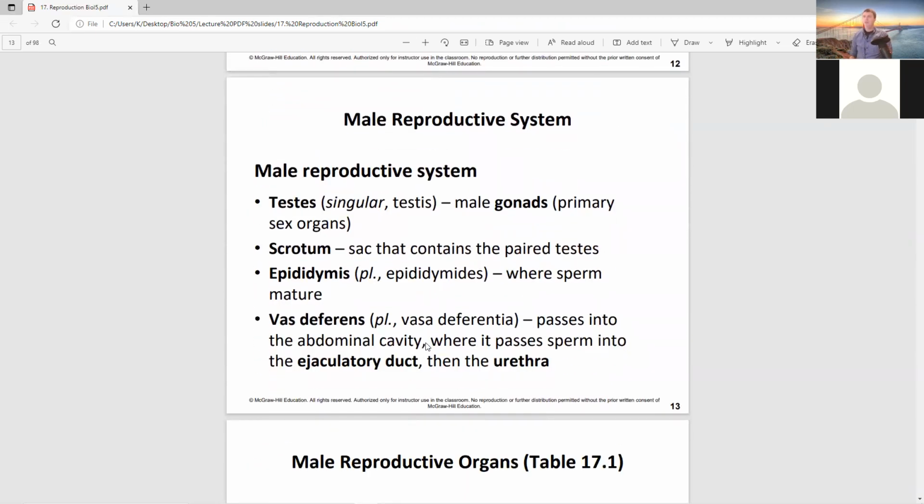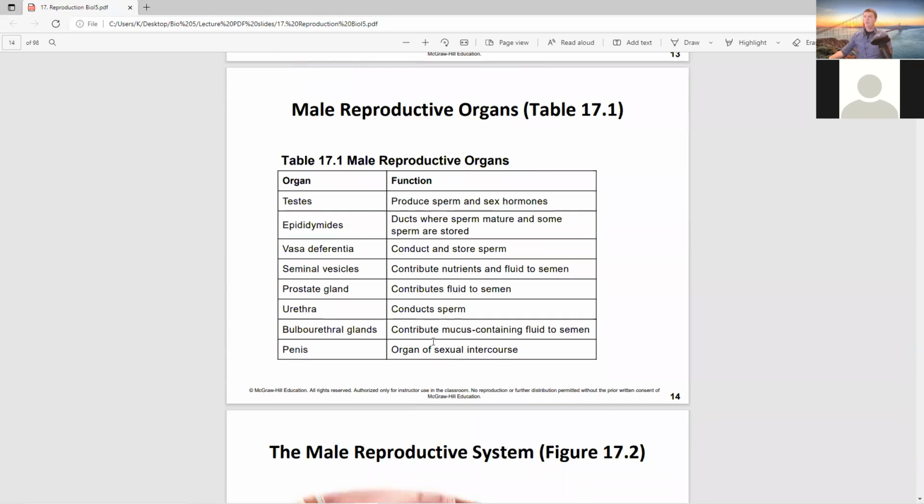So the male reproductive system contains the testes, which are the male gonads, the primary sex organ. The scrotum is the sac that contains the paired testes, the epididymis, where sperm matures, and the vas deferens, where it passes into the abdominal cavity, where it passes sperm into the ejaculatory duct, then the urethra. Okay, so that's summarized here.